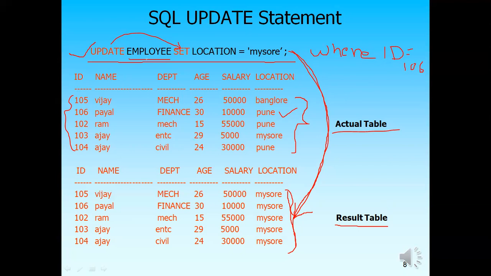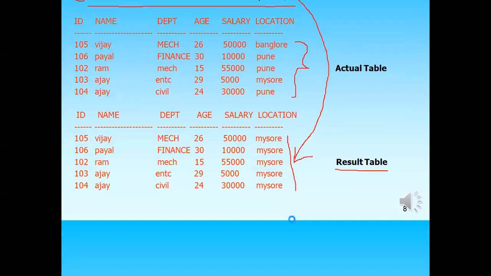So update employee set location equal to Mysore where ID equal to 106 will update only Payal, because we are mentioning the criteria here. I hope, students, you are clear with this syntax.